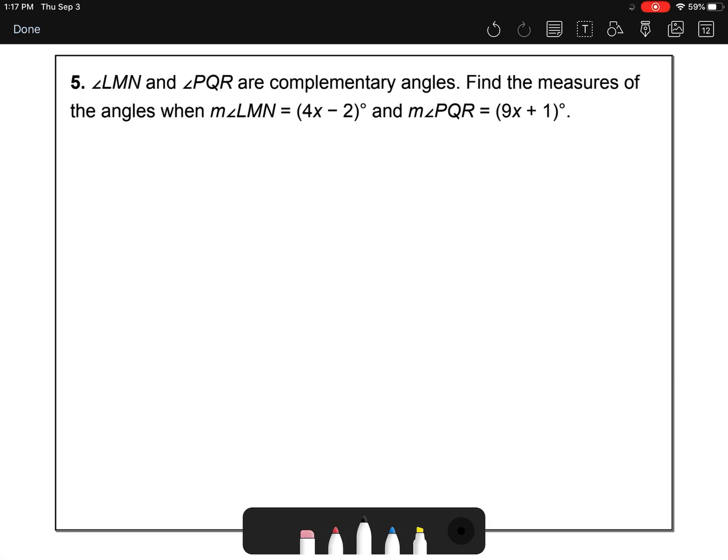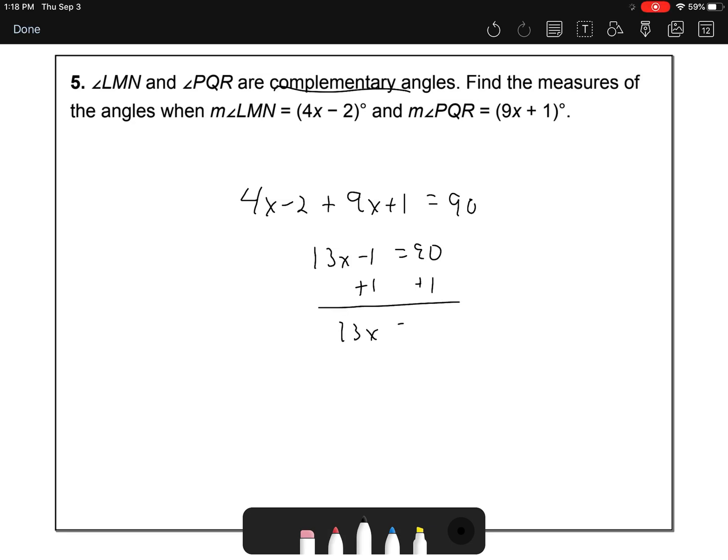Okay. Angle LMN and angle PQR are complementary angles. Find the measures of the angles when 4x minus 2 is LMN and PQR is 9x plus 1. Well, what does complementary mean? It means they add up to 90. So there you go. Solve it. 13x minus 1 equals 90. Combine like terms. Add 1. 13x equals 91. We're going to divide by 13.